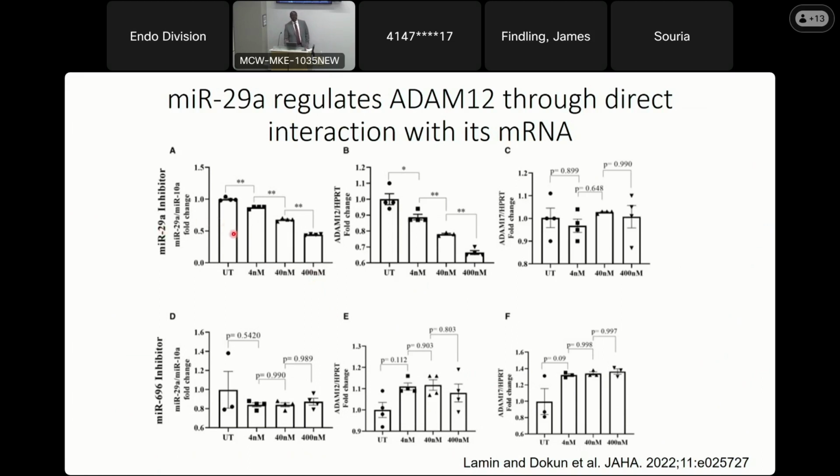And that's what we found here. When you put in an inhibitor to miR29, you see a dose-dependent loss of the microRNA. Similarly, you see a dose-dependent loss of the mRNA for ADAM12. If you look at a control mRNA that's not targeted by miR29, you don't see a dose-dependent loss. If you use an inhibitor to another microRNA that's not miR29, you don't see a dose-dependent loss of the miR29 or ADAM12, suggesting that the regulation of ADAM12 by miR29 is through direct interaction.